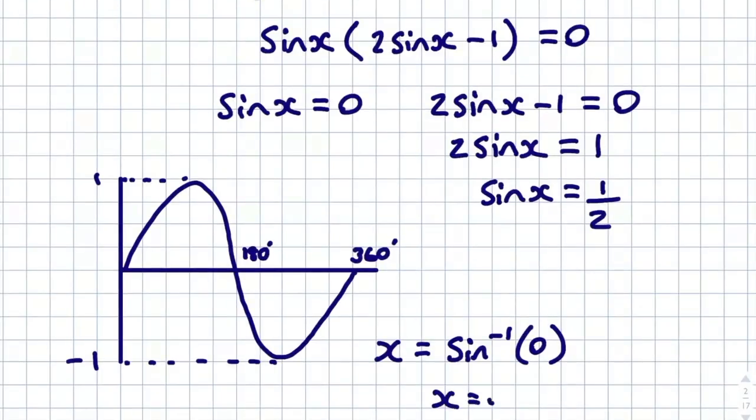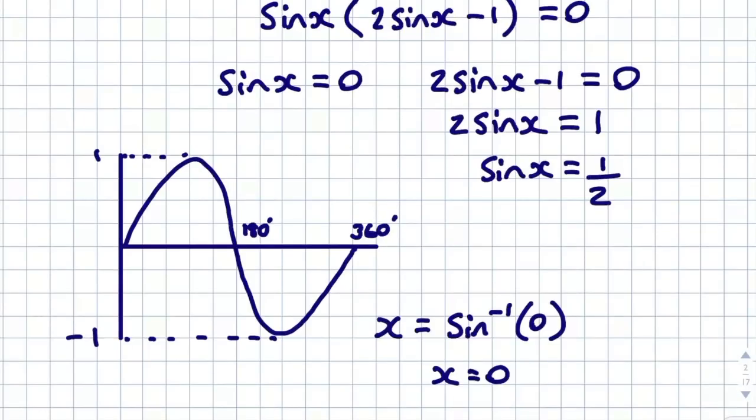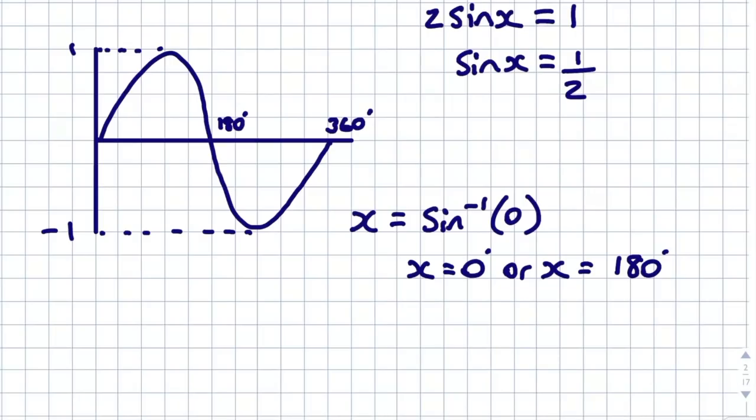So x is equal to 0. However, you should be able to see on the graph that when x is 180 degrees, our value of y is also 0. So we can also say x equals 180 degrees. To work out our values of x for sine x equals a half, we need to do the inverse of sine of both sides. So we get x equals the inverse of sine of a half.